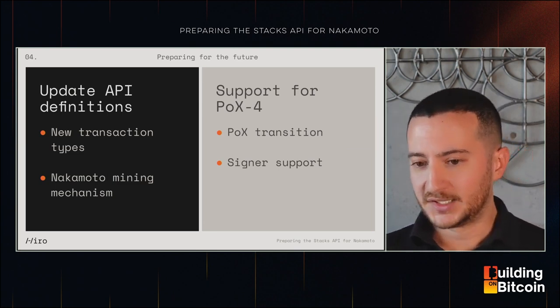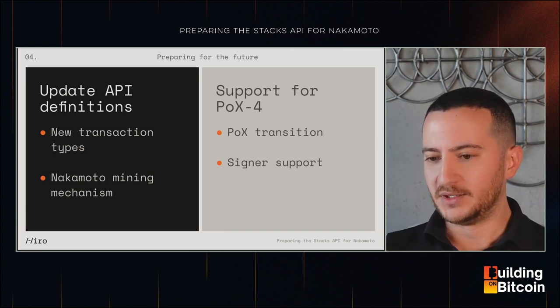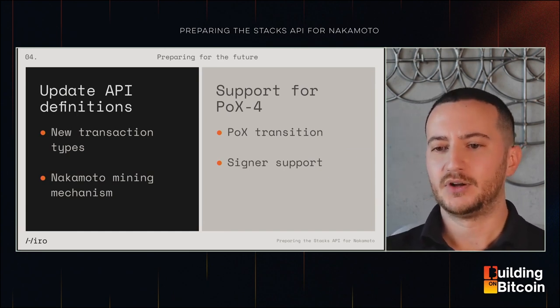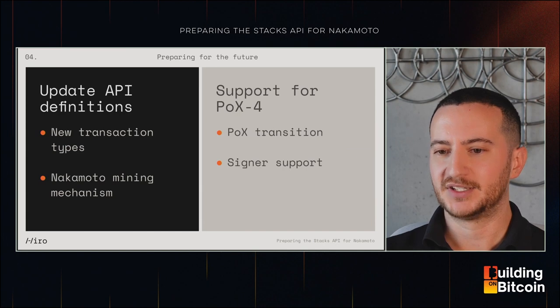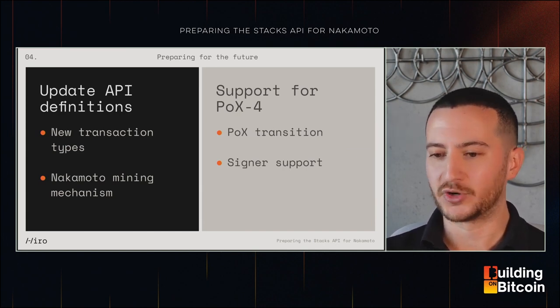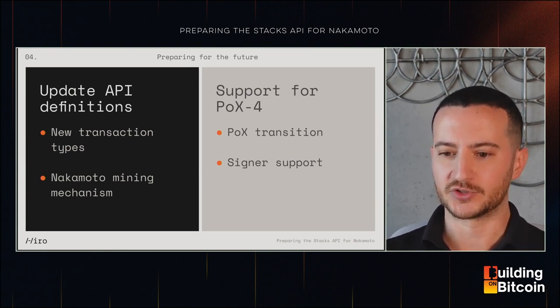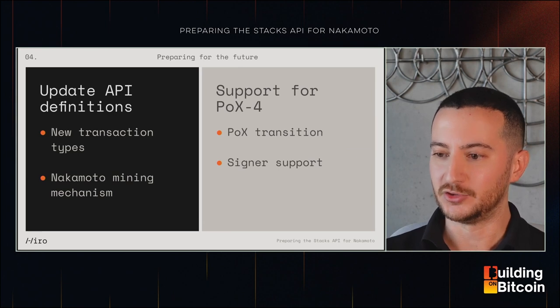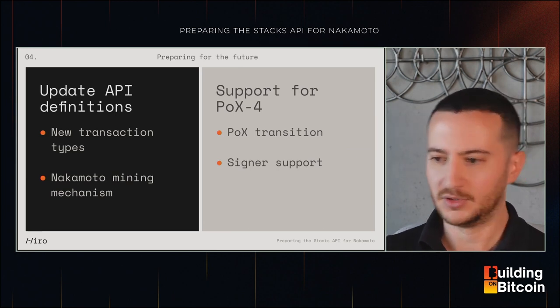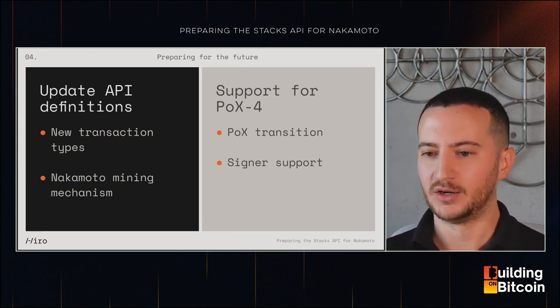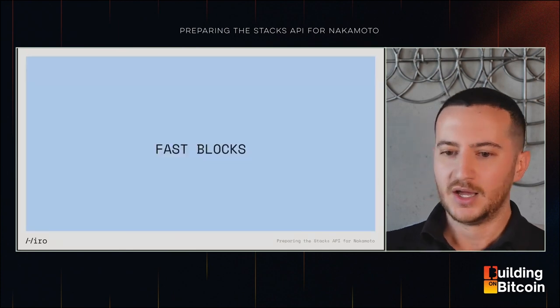And also it's a joint effort with the Explorer team at Hiro, because obviously all of these new transaction types and the new POX signer support, all of this has to be reflected on the Explorer so that users can access this data in a user-friendly way, right? So again, this is something that we are working very hard towards.